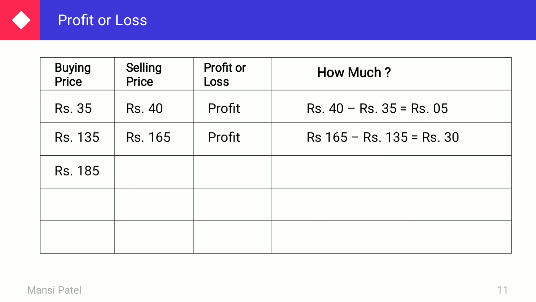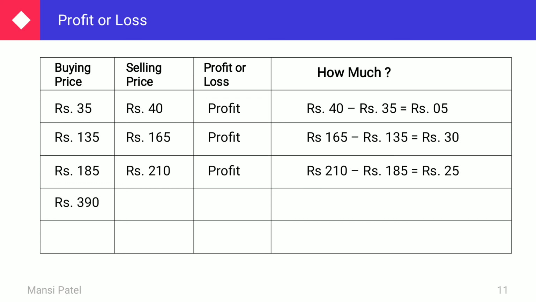When you buy something for rupees 185 and you sell it at rupees 210, in this transaction also you are getting more amount. Yes. So in this transaction there is a profit. And profit of how much? If you want to find out the amount of profit, you have to subtract the buying price from the selling price. So you subtract 185 rupees from rupees 210. So 210 minus 185, that is rupees 25.